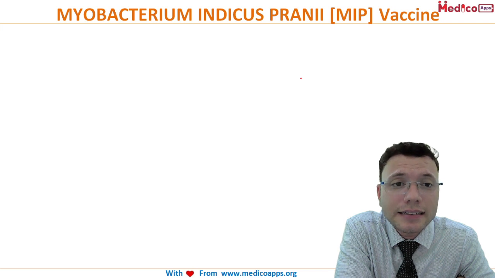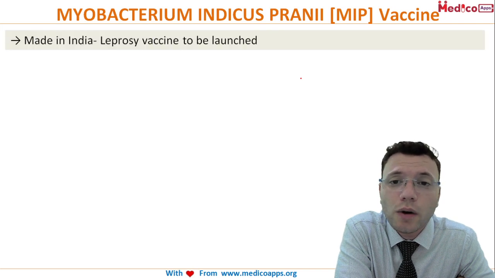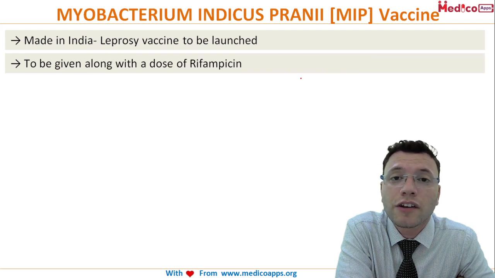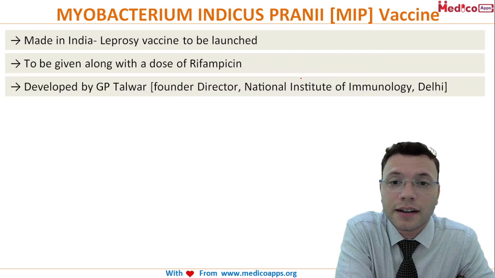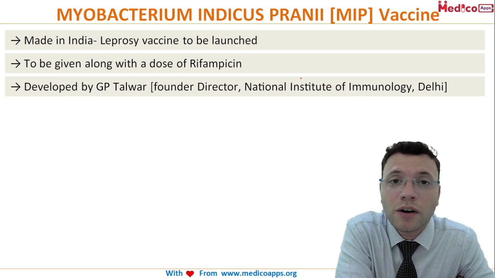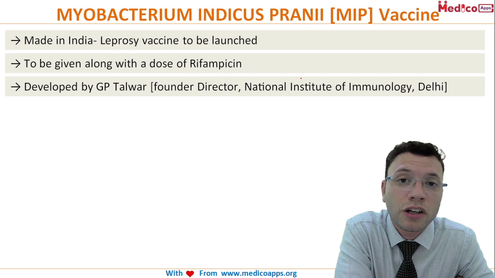Mycobacterium indicus pranii. This is a new one for leprosy. It is being launched by India. It is to be given along with the dose of rifampicin. It was developed by G P Talwar, who is the founder director of the National Institute of Immunology in Delhi.